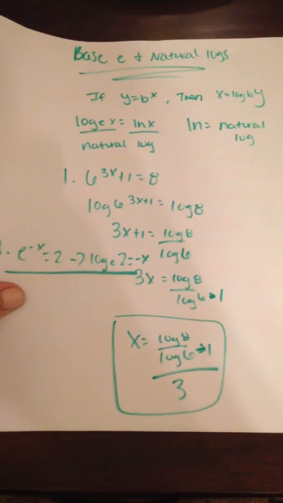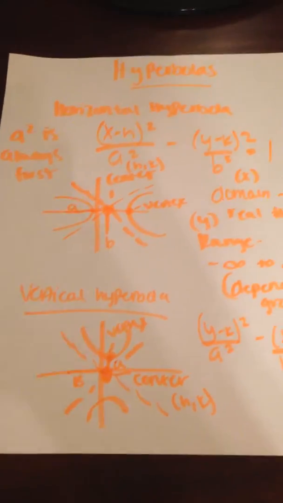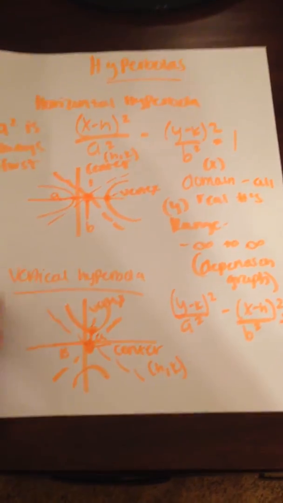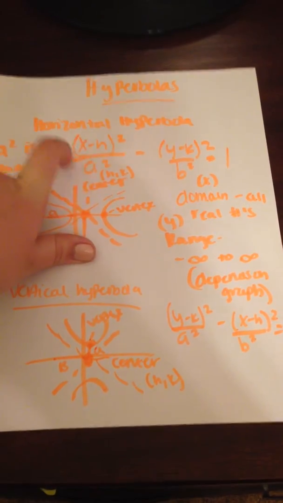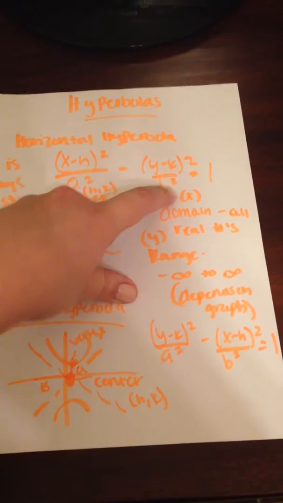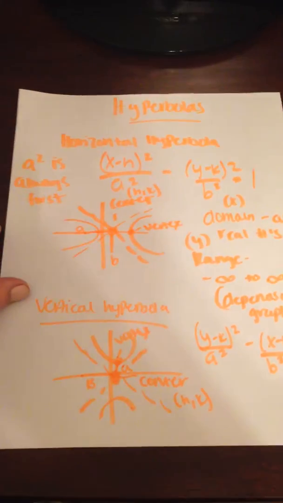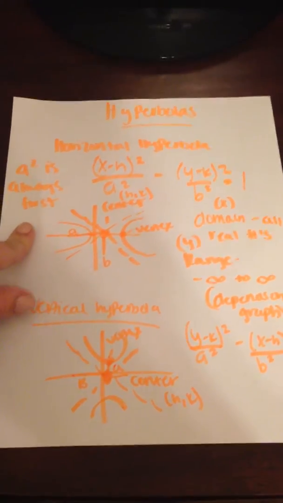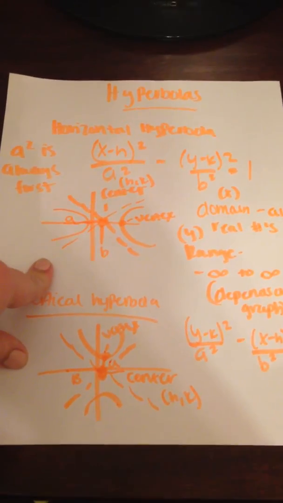So for my last and final unit, I'm going to be talking about hyperbolas. A horizontal hyperbola is set up as x minus h squared divided by a squared minus y minus k squared divided by b squared equals 1. The equation has to equal 1. And a squared is always first when you are solving these. This one right here is an example of a horizontal hyperbola.